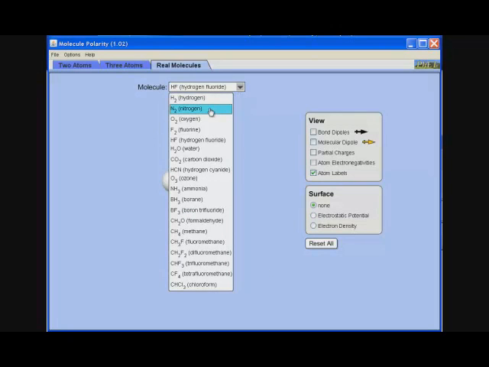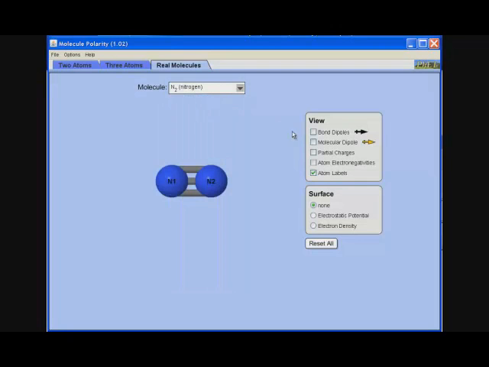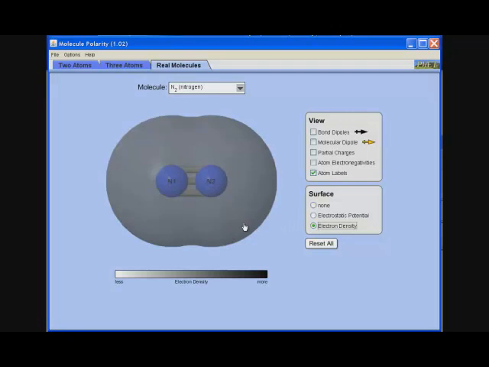If I want to take a look at a nonpolar molecule, I'm going to notice that it doesn't have any bond dipoles because the electrons are being shared equally. It doesn't have a molecule dipole, again, because the electrons are being shared equally. And if I hit electron density, I'm going to notice that it's evenly shaded because, again, the electrons are being shared equally between the two atoms.